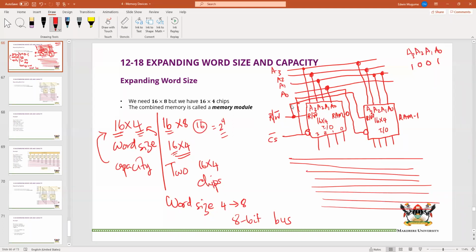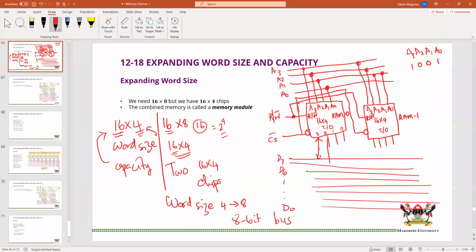So each one of these will put, and this is my bus, I can name it as D7, D6 all the way to D0. So this one can put in that bus, but because it is input output, that bus will only have one line. So we show two points, either inputting or outputting. If we are reading, we are outputting. If we are writing, we are inputting.